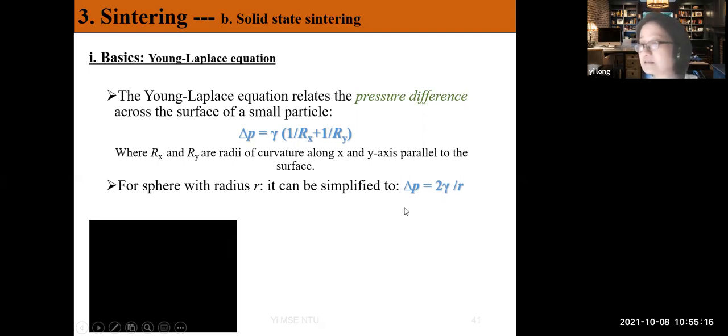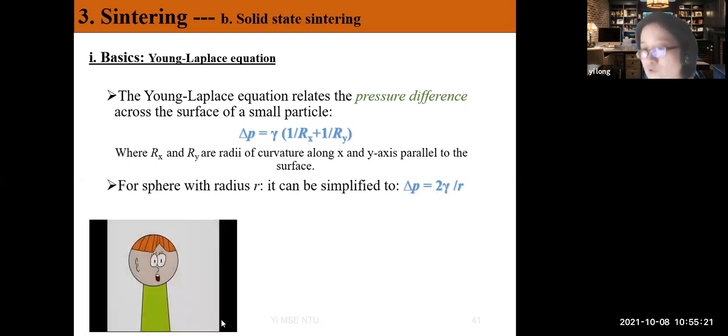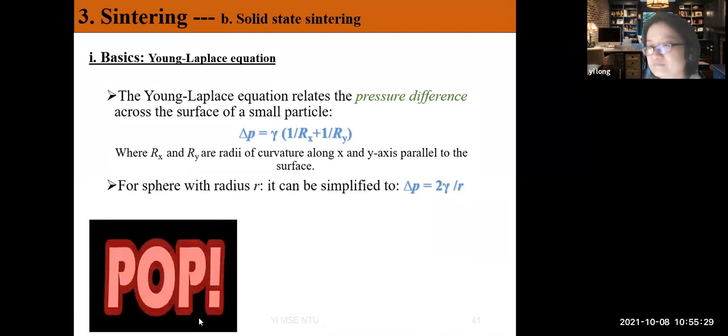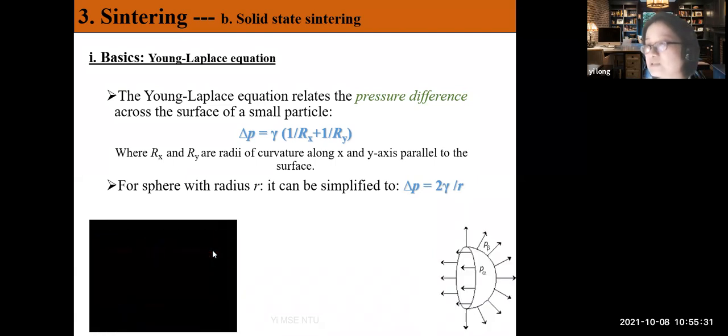So how can we get these equations? I'll give you an analogy, maybe to help you understand. This is a very good analogy to share. How can we derive this delta P? Imagine a balloon. The balloon becomes bigger and bigger, so there will be a pressure difference. You have pressure inside and outside. Obviously, which one is larger?